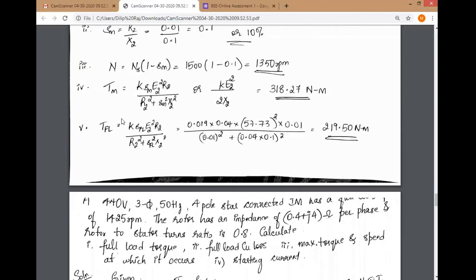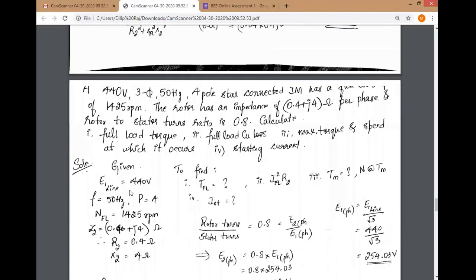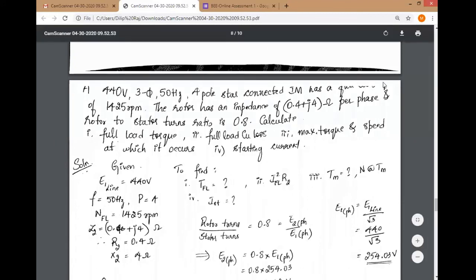There is one more problem given here. It is a 440 volt, that is again line value is given, E1 line. Frequency is 50 hertz. Number of poles is 4, and full load speed is 1425 RPM. The rotor has an impedance of 0.04 plus j4 ohm per phase, that is, the resistance R2 is 0.04 ohms and X2 is 4 ohms. And rotor to stator turn ratio is given as 0.8.